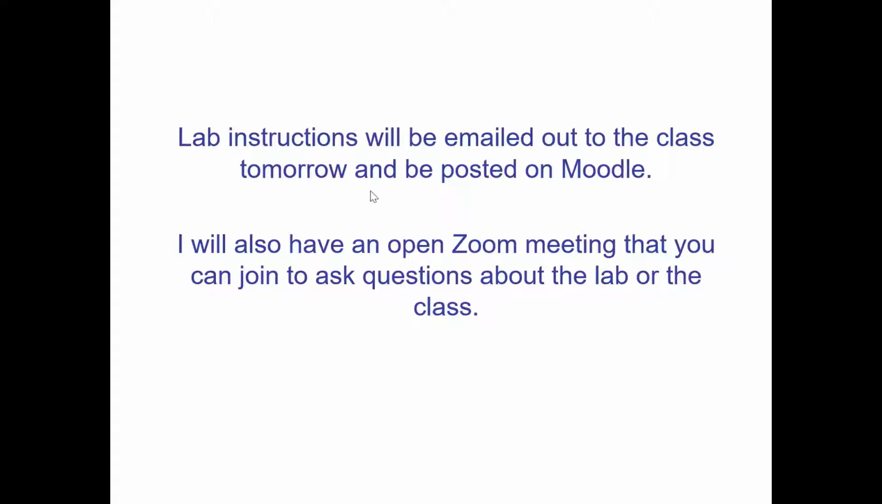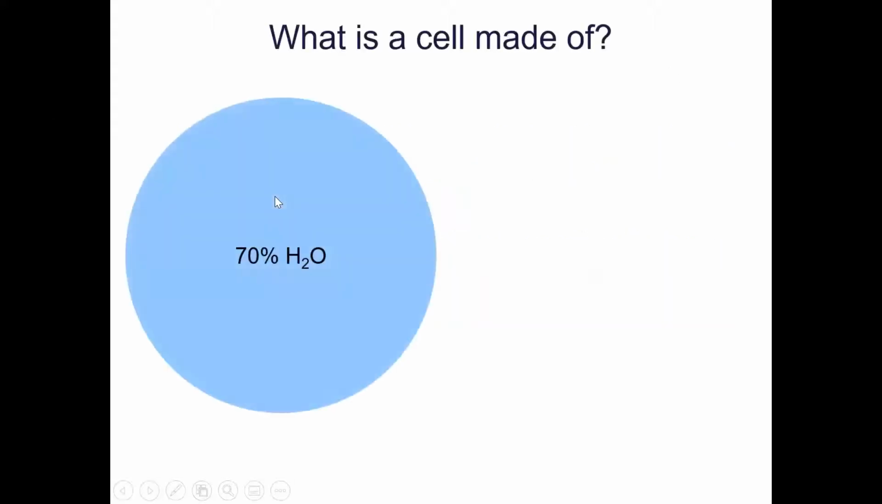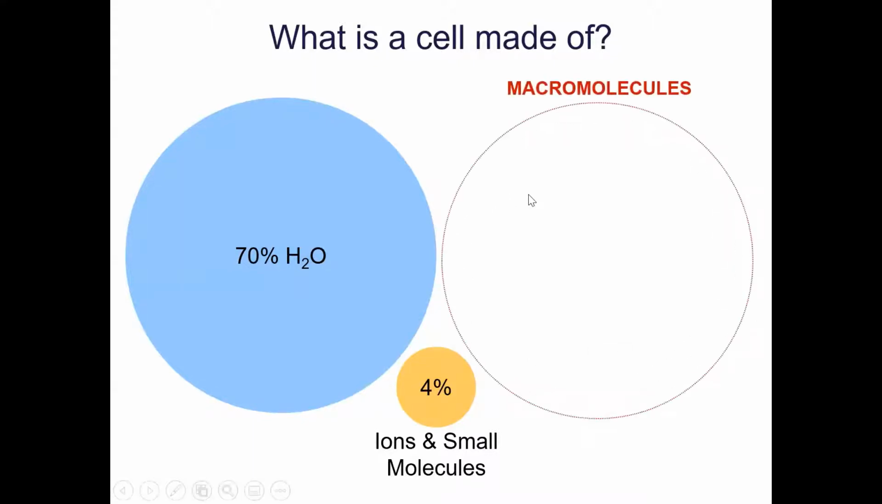Okay, so let's talk about those macromolecules. Firstly, a little bit of chemistry. What is a cell made of? You probably know it's mostly made out of water, about 70% water. It kind of depends on if you're looking at a plant cell or an animal cell, but about 70%. A small percentage of the cell is small molecules, ions, solutes, things like that. And a big percentage of the cell, the dry weight anyway, is made of macromolecules.